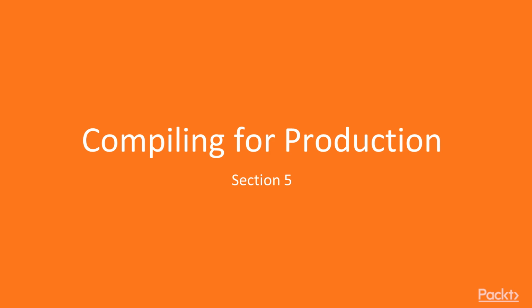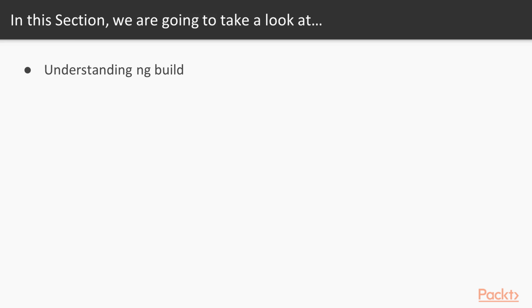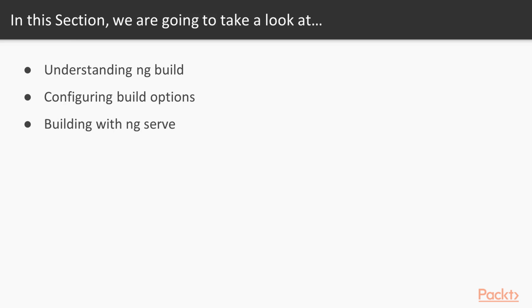Welcome to Section 5, Compiling for Production. In this section, we're going to take a look at why we need a build process for Angular apps and how ng build works. After that, we'll learn about the different build configuration options and how to enable or disable different optimizations. Next, we'll look at ng serve and how it helps us develop locally without having to build and deploy our app every time that we want to see the latest changes.